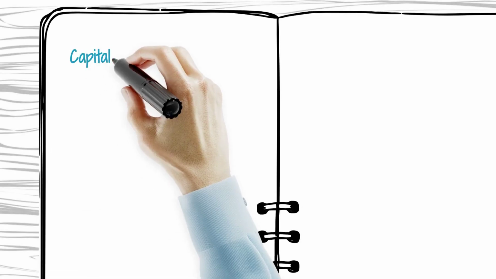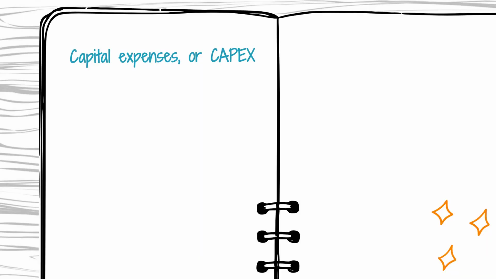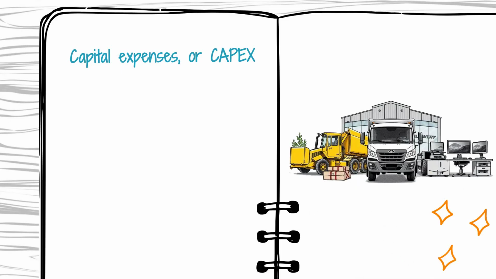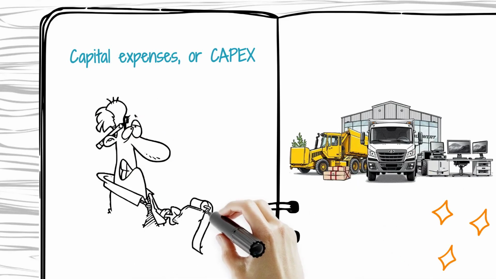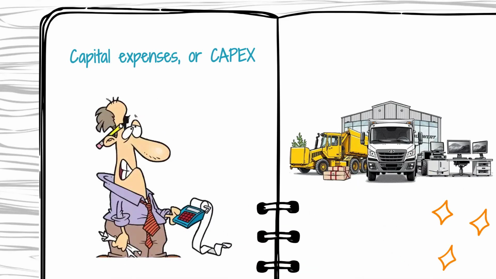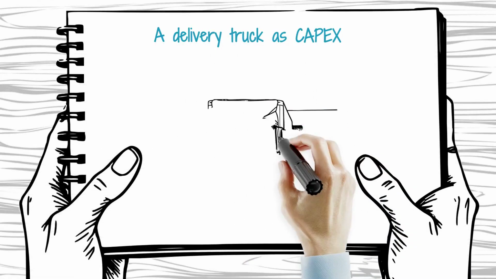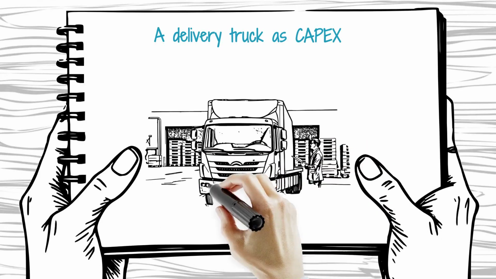Then there are capital expenses, also called CapEx. These are larger purchases that provide value over a long period of time. Examples include buying machinery, vehicles, computers, or a building. If a company buys a delivery truck, that is a capital expense because it will be used for several years, not just 1 month.